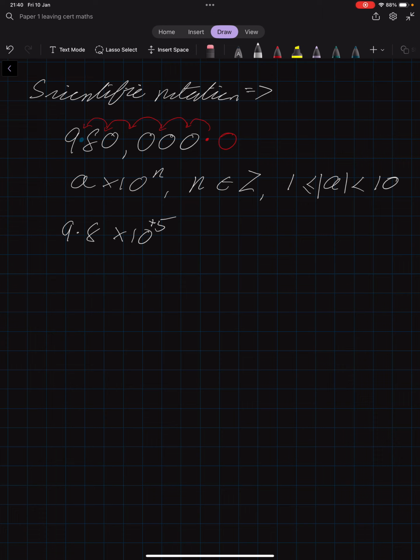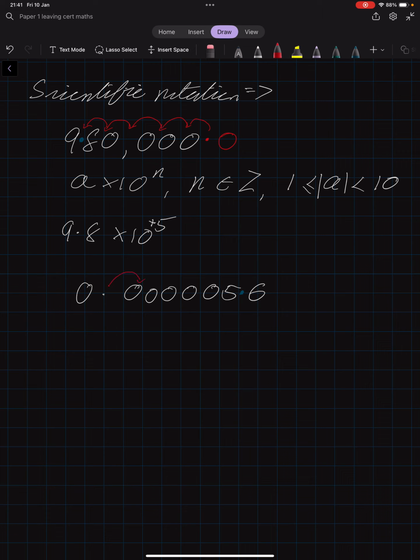Now, if you have the opposite, so say you have 0.0000056, in this case, you know where the decimal point is. Now, where do you want it to be? You go to the first non-zero number, which is a 5, and then it must be 5.6. Why? Because 5.6 is less than 10 and bigger than 1. If I put it at 0.56, I'm less than 1, so it can't be that. And if I put the decimal point after the 6, I get 56, which is bigger than 10. So that's why it's here.